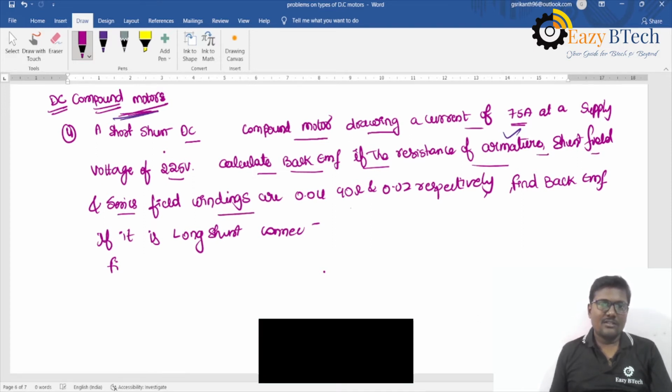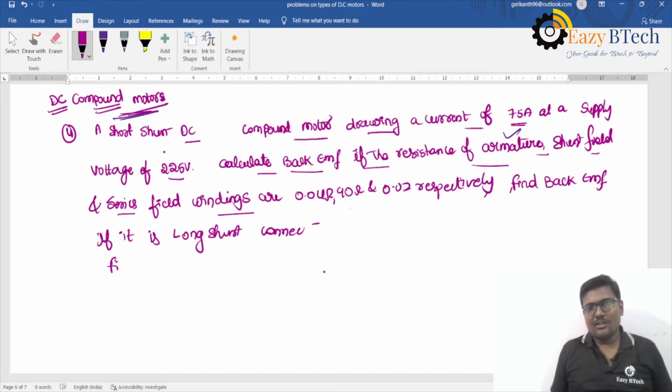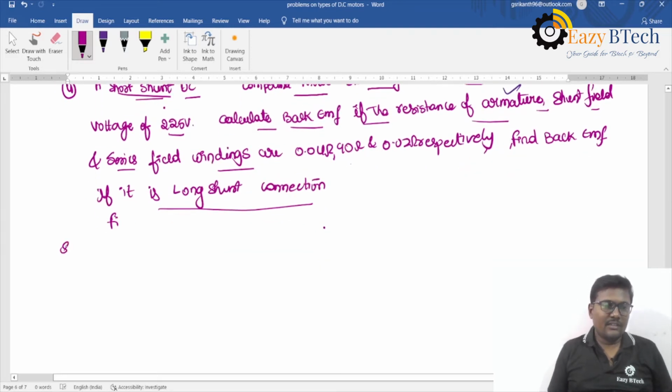Series field resistances are 0.04, 90 ohms, and 0.02 ohms respectively. Find the back EMF if it is a long shunt connection. So first of all, you should find out the short shunt connection. So write the given data for this.